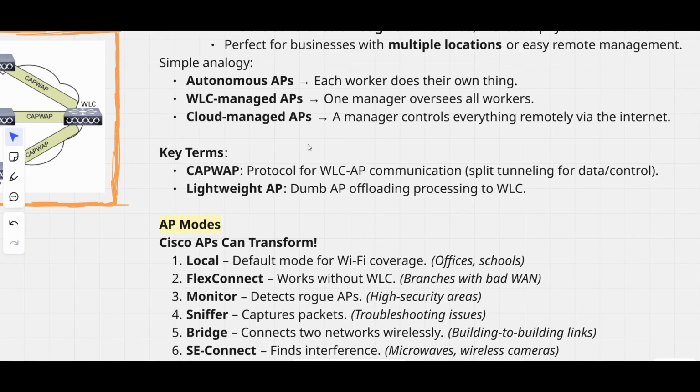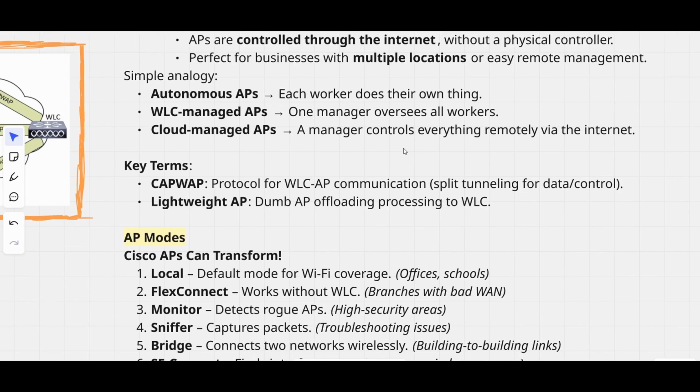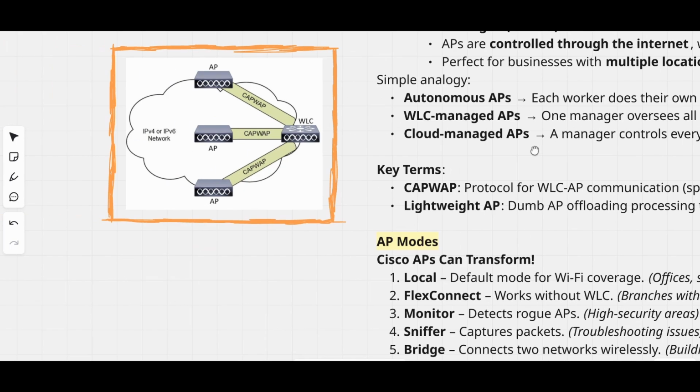Key terms. CAPWAP, a protocol for WLC and AP communication, using tunneling for data and control. Lightweight AP, a dumb AP offloading processing to the WLC.